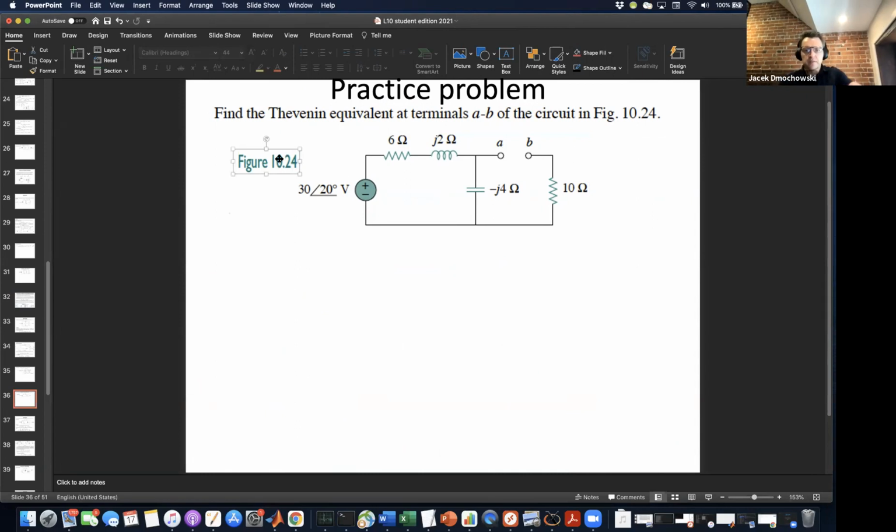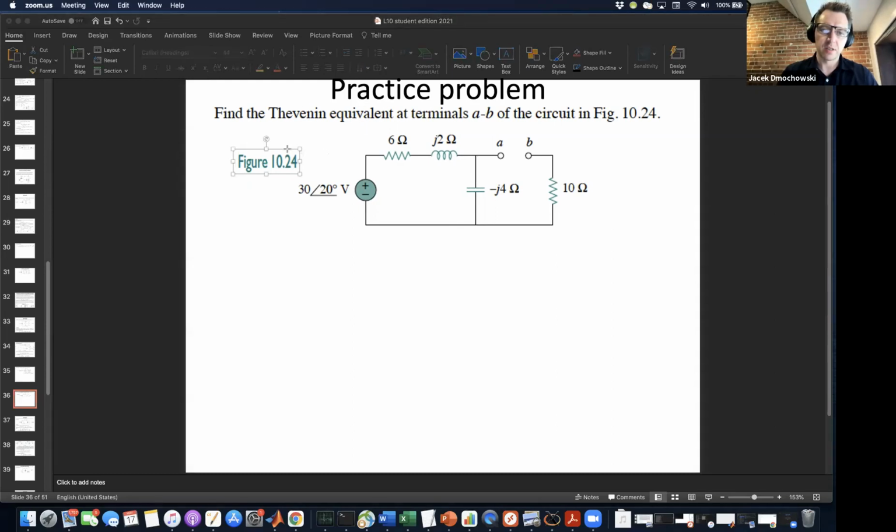So the first thing that we're going to do is disconnect this source. And we need to look at how much impedance is viewed from terminals A and B. So I'm actually getting you guys to help me here. How much impedance do I see on the path from A to B?